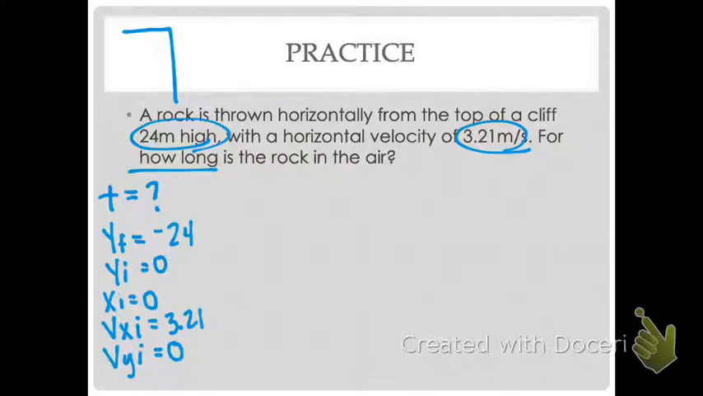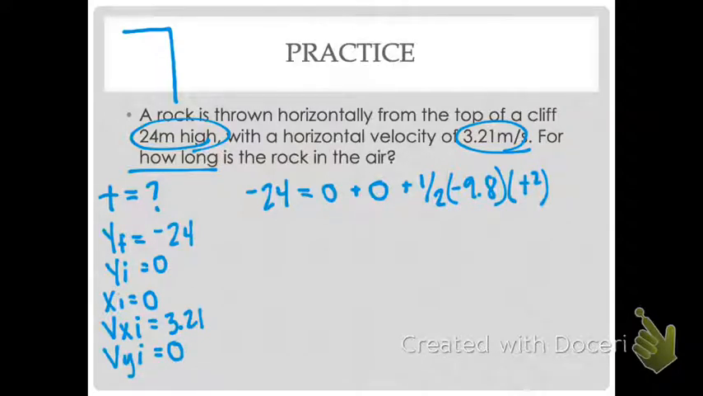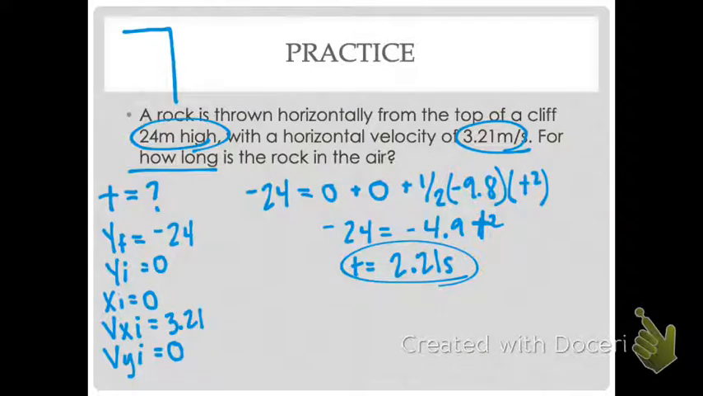Can we use the second kinematics for vertical? Right. I can say YF equals YI plus VYIT plus 1/2 AT squared. Second vertical. YF plus YI, VYI is T, so VYI is zero, so that makes that whole component go away. Right, right. It just asks for how long it's in the air.